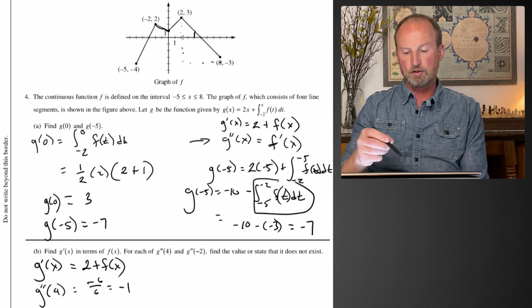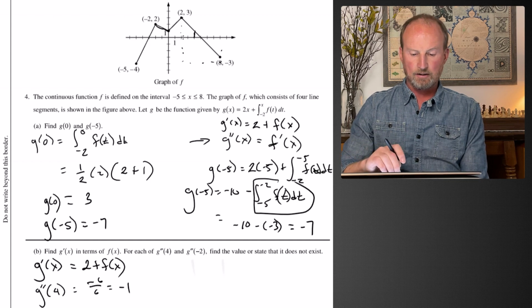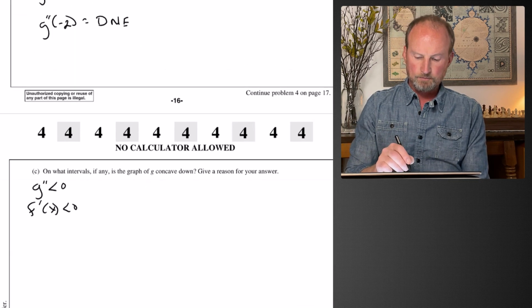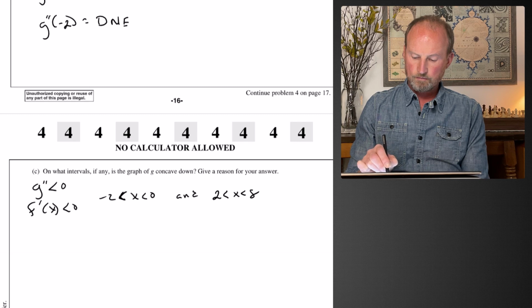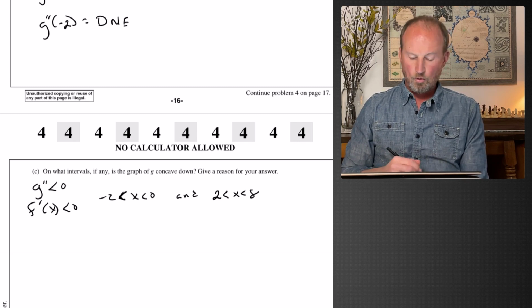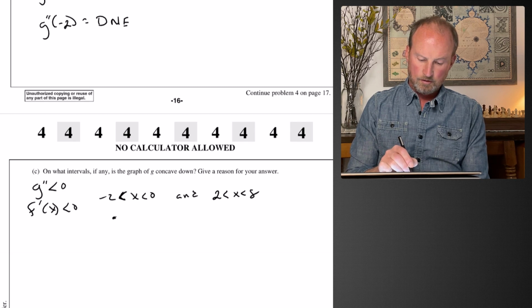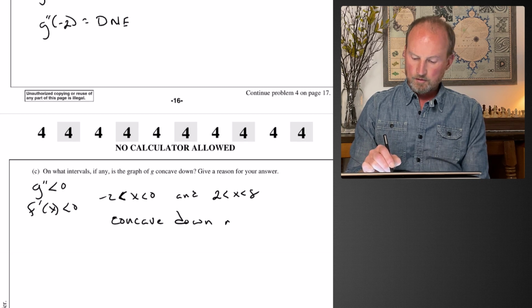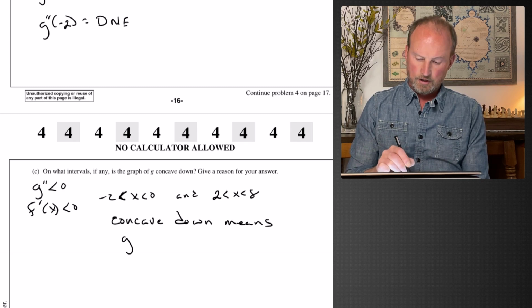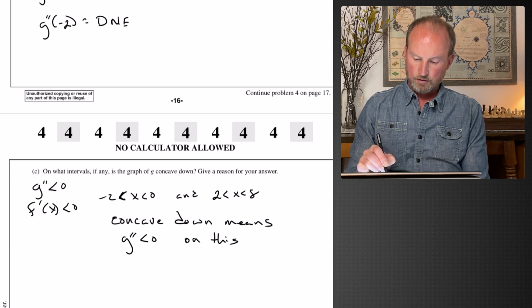So from -2 to 0, and from 2 to 8. From -2 to 0, and that's a less than, and from 2 to 8. Why? Concave down means g double prime less than 0 on this interval.